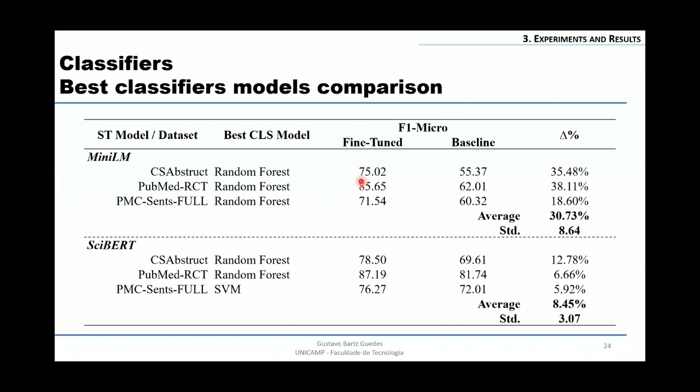So we have 75.02 and the baseline 55.37. So the difference here was an improvement of 35% comparing the fine-tuned with the baseline model. On average here, we have a 30% improvement. We also presented here the standard deviation to see if there is any outlier. I don't know if we can consider this an outlier, but it shows a great improvement, and this is almost half of these other ones here. But we're talking of different data sets anyway.